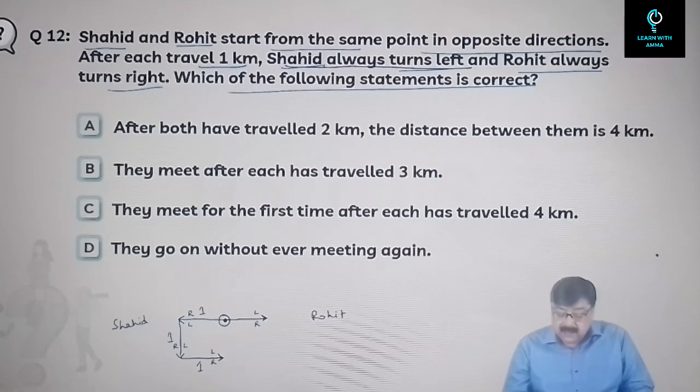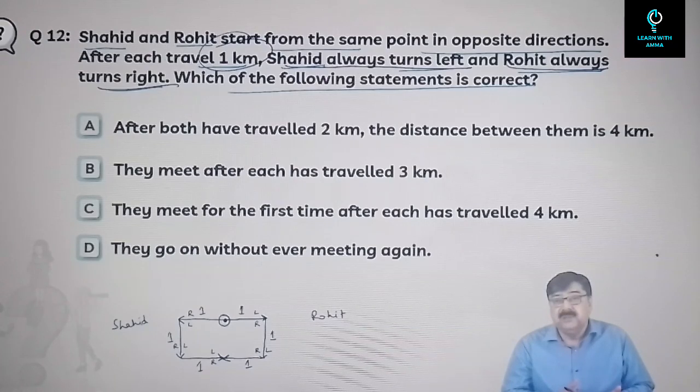Now similarly, Rohit always turns right and each travels 1 kilometer, so this distance has to be 1 kilometer. Rohit turns right, again 1 kilometer, this is right and this is left. Rohit turns right, this is another 1 kilometer. Now viewing this diagram, let us choose that option which gives the correct description of these two persons' movements.